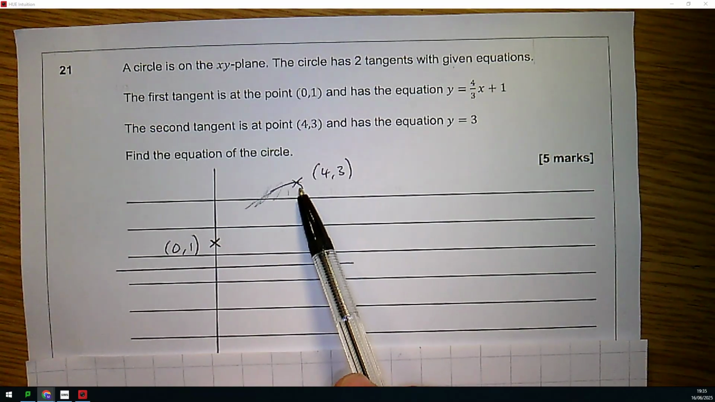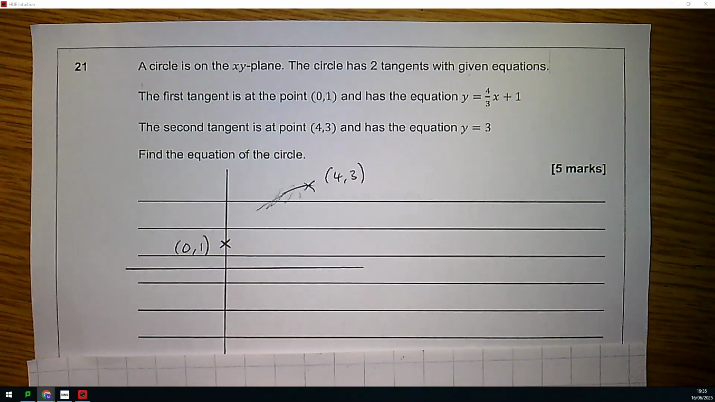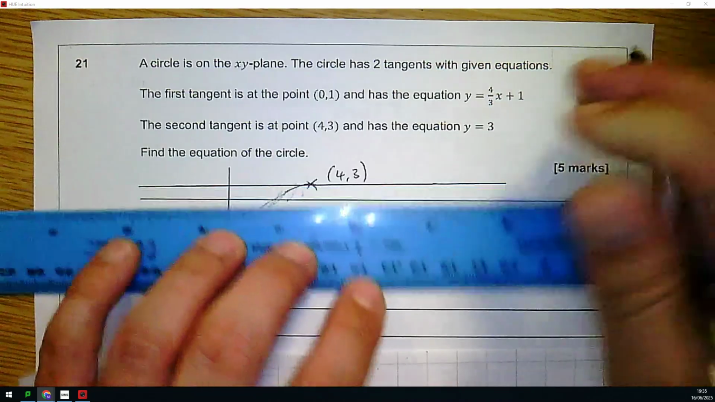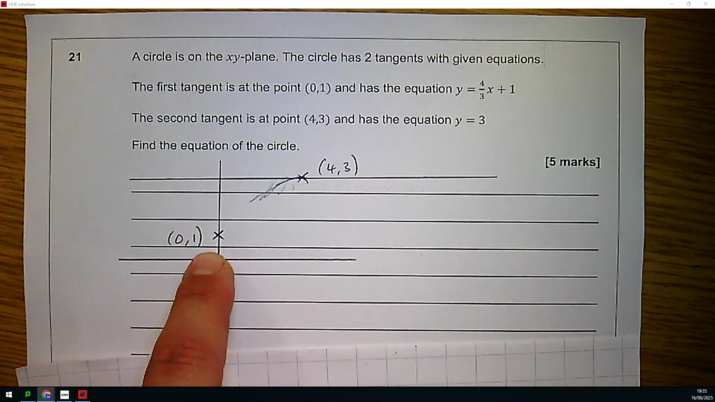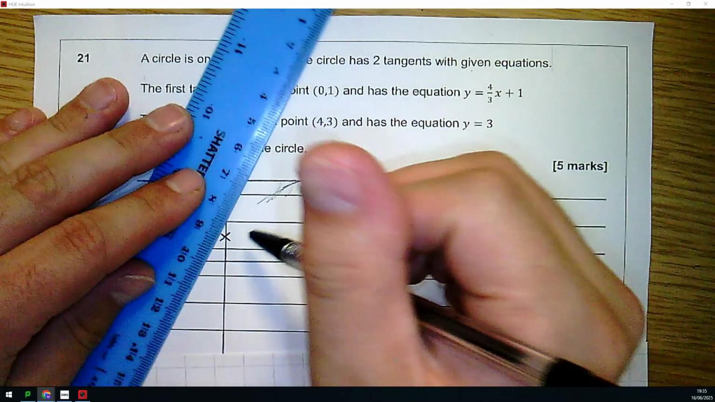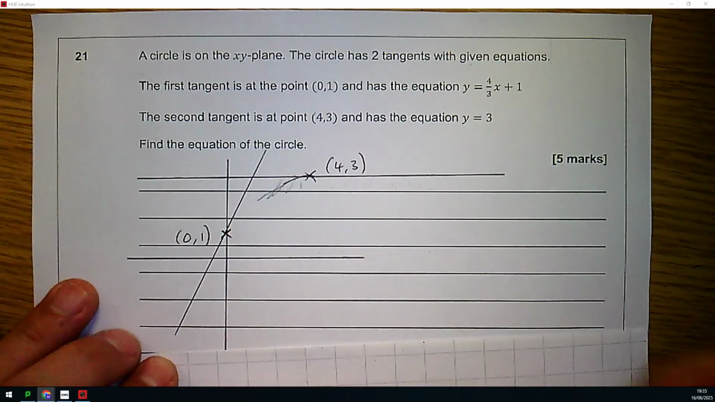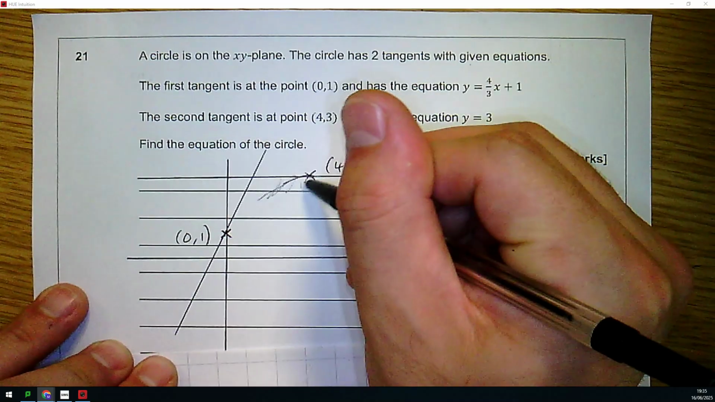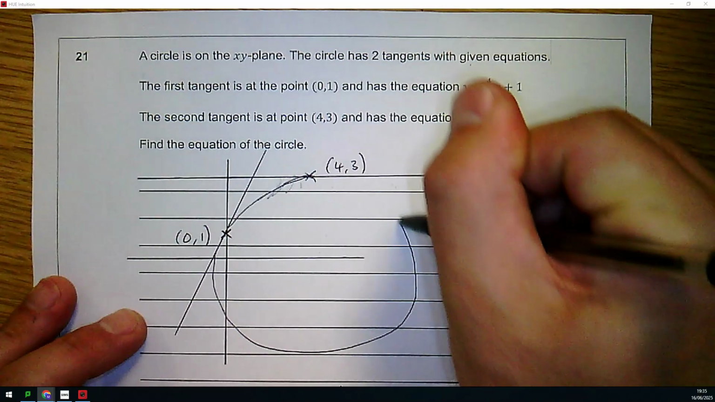I know there's a tangent at (4, 3), and I know that the equation of that tangent is y equals 3, which is a horizontal line. I also know that the equation of the tangent at (0, 1) is y equals 4/3 x plus 1. That has a positive gradient and will probably look something like this. Therefore, my circle is going to be tangent to both those lines, so it's probably going to look something like that.